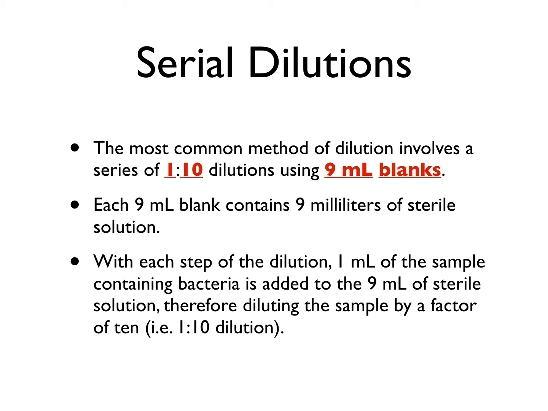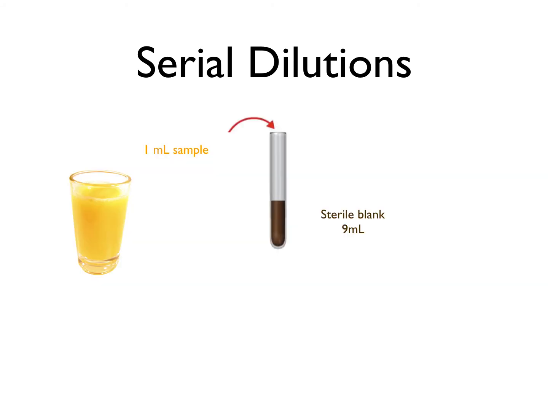Because the concept of serial dilutions and the mathematics required to calculate them can get really confusing really quickly, let's take a graphic approach to understanding this process. So let's go back to our example of bacteria in the orange juice. To begin the process, you use a pipette calibrated in milliliter increments and measure out 1 milliliter of bacteria-infected juice, which you add to a test tube containing 9 milliliters of sterile solution. By adding the juice to the dilution blank, you have effectively diluted the sample by a factor of 10, and so we refer to this as a 1 to 10 dilution.